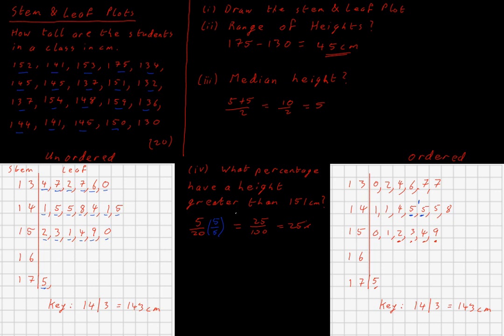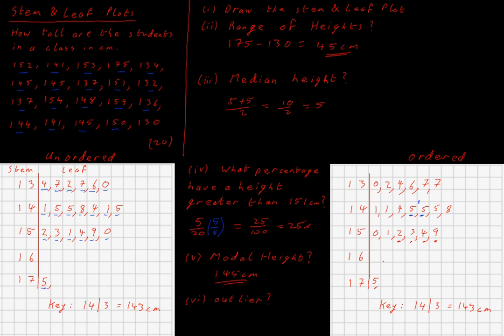Now I'm going to write in another question for us. So finally, what's the modal height? Well, now I have my nice ordered stem and leaf here. I'm able to see which number comes up the most often. I have 2 137s, 2 141s, and I have 3 145s. I don't have much repetition other than that, so 145 centimeters would be the modal height because it's the most frequently seen.